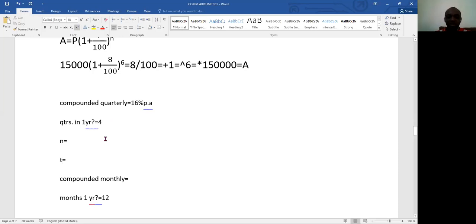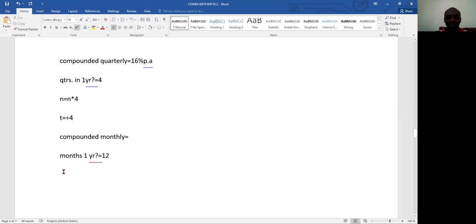That is very, very important. N has to be multiplied, so we say N times 4, and T is divided by 4. It's as simple as that. Monthly: N we multiply by 12, and the T is going to be divided by 12.